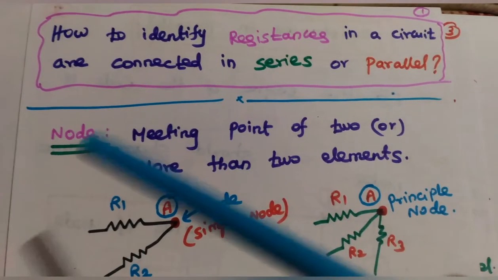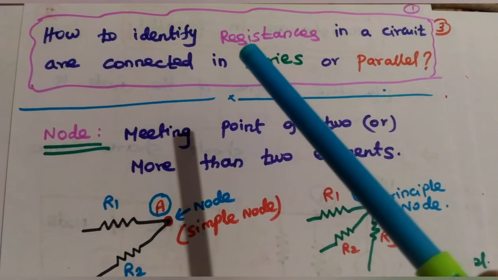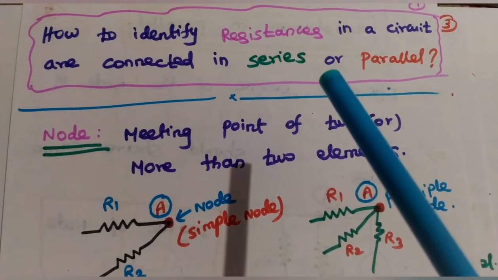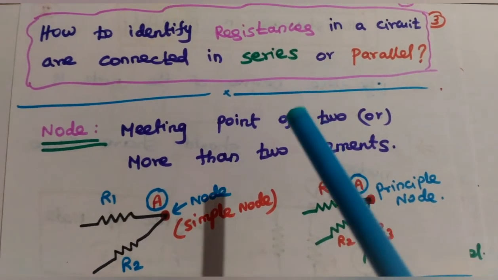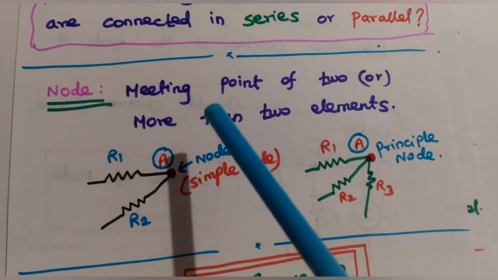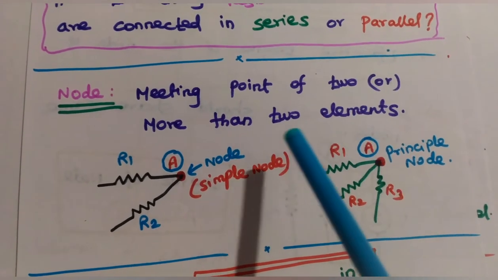Everyone, in this video let us see how to identify whether resistances in a circuit are connected in series or parallel. Before going into this topic, we should know what a node is. A node is nothing but the meeting point of two or more than two elements.